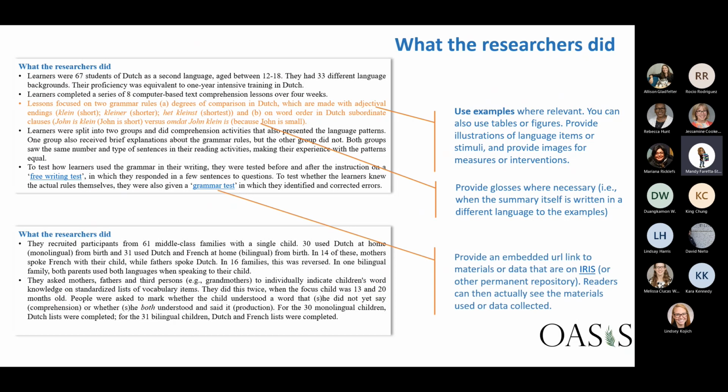And then a lot of times when you're looking at these summaries, you'll see these hyperlinks. So if your materials are available in an open access framework like the Open Science Framework or the IRIS database, it has to be a permanent repository. You can't include a link to a personal website or even a university website because, as we know, those change a lot. You can include those hyperlinks there so that readers can see the materials or the data sets.